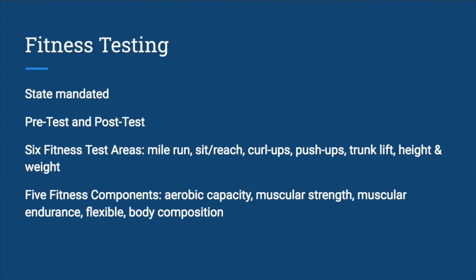Students will participate in daily live PE classes when they have PE. In 6th grade, there will be fitness testing, which is state mandated. There's a pre-test in the fall and a post-test in March. These 6 areas are the mile run, the sit and reach, curl-ups, push-ups, trunk lift, measuring height and weight. The 6th grade creates a baseline for the 7th and 8th grade tests.